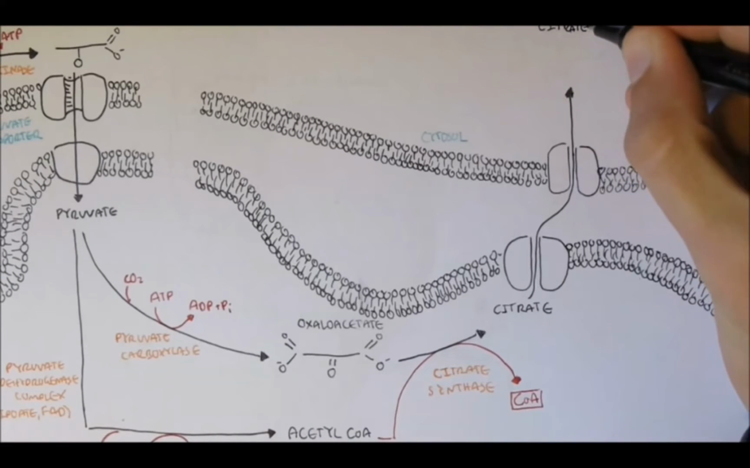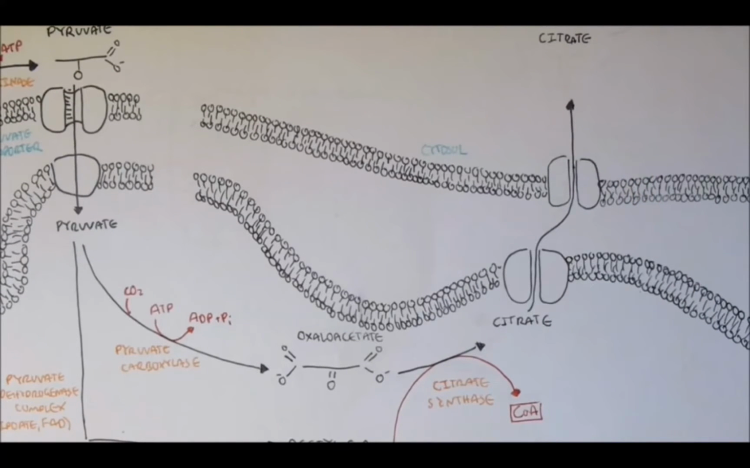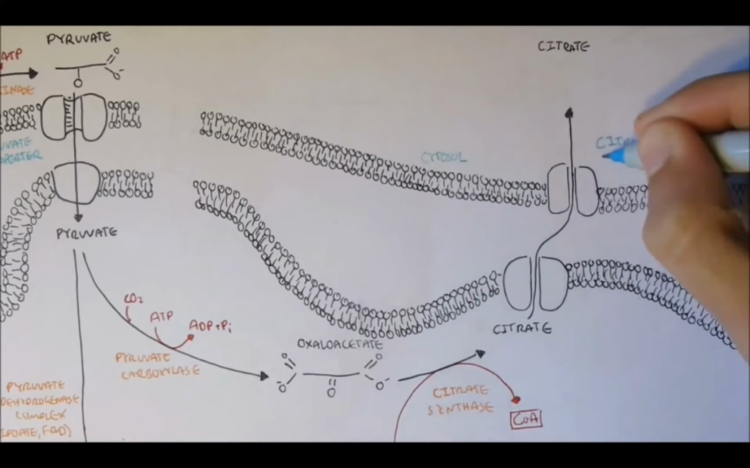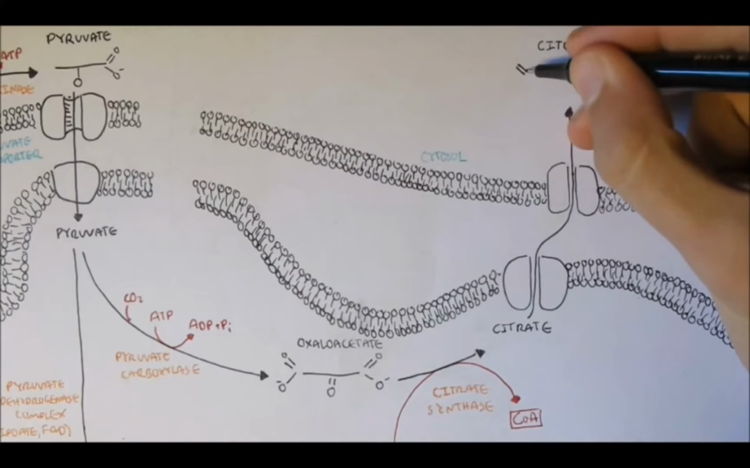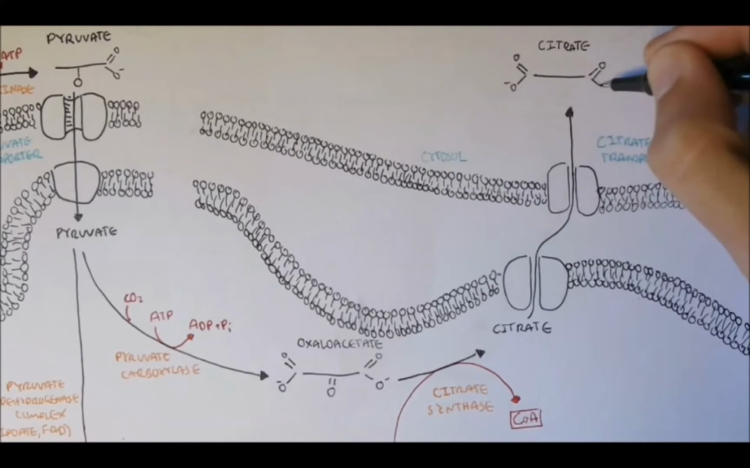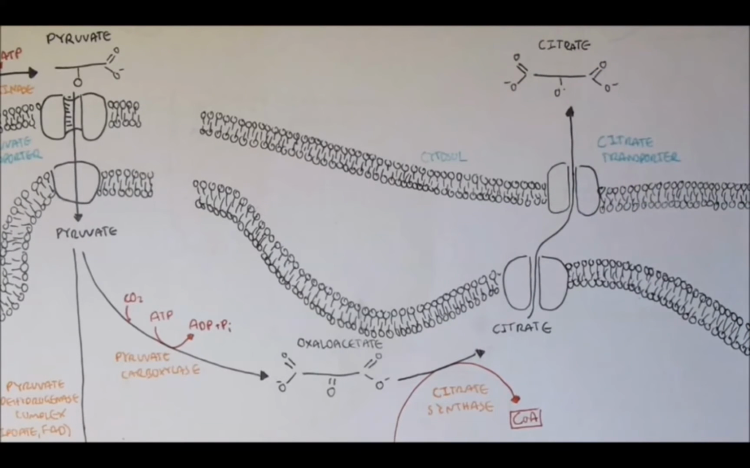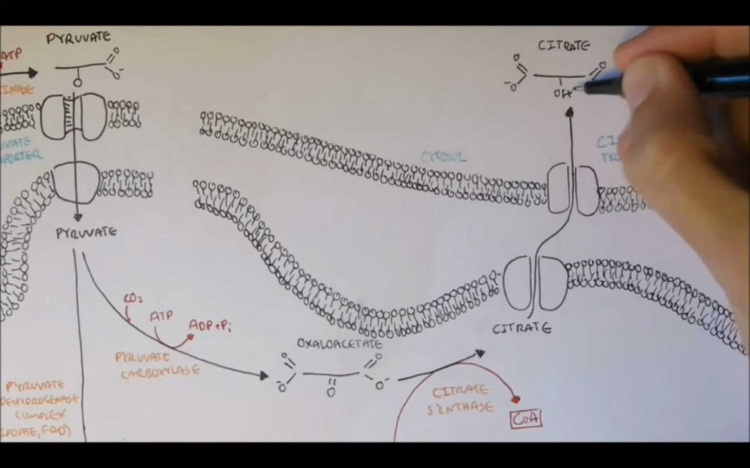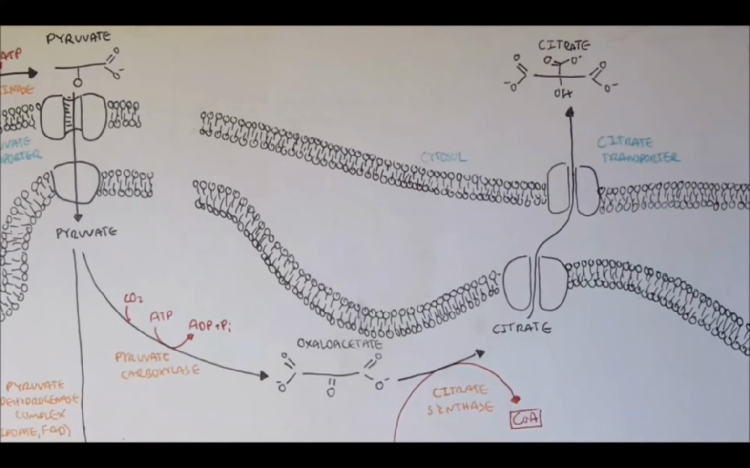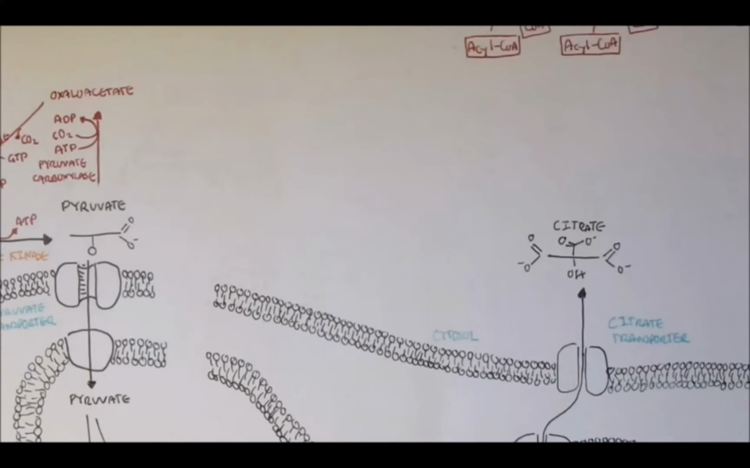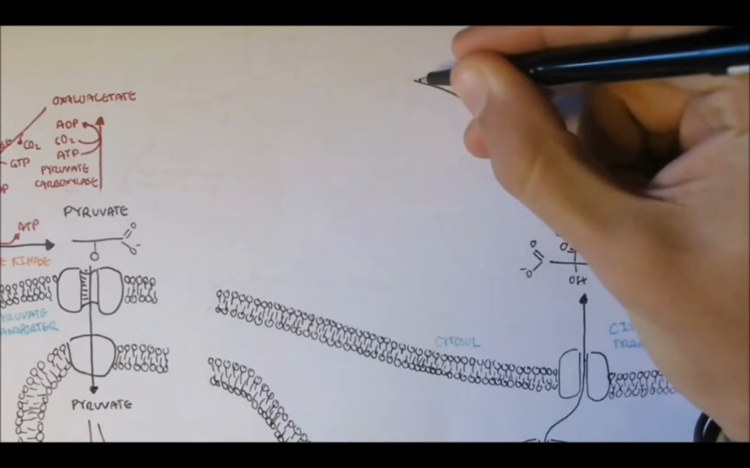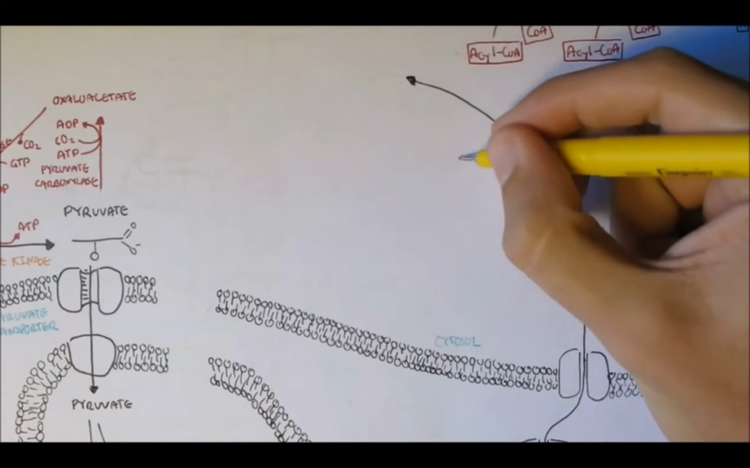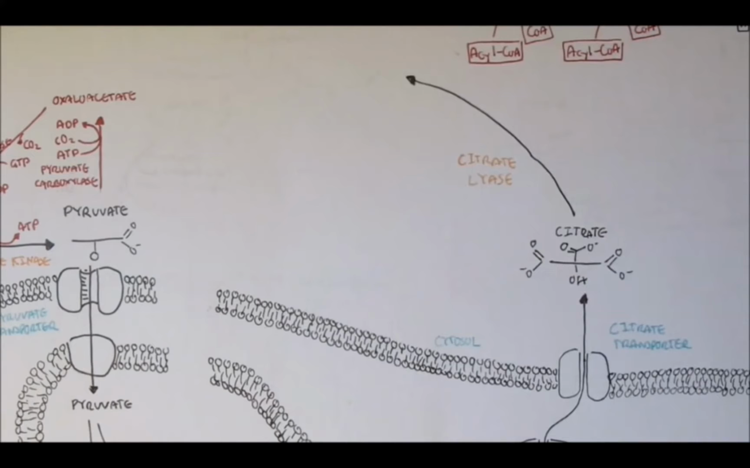And citrate looks something like this. Now, citrate then, not surprisingly, can transfer back to oxaloacetate. So from oxaloacetate in the mitochondria to citrate, and once citrate is out in the cytosol, citrate converts back to oxaloacetate. And this is done by the enzyme citrate lyase.